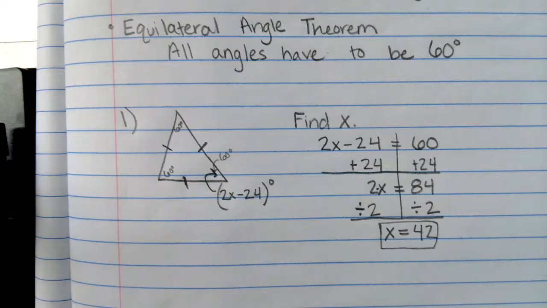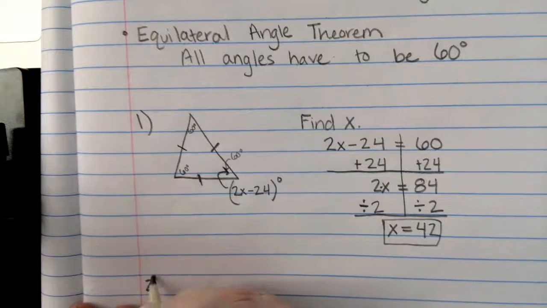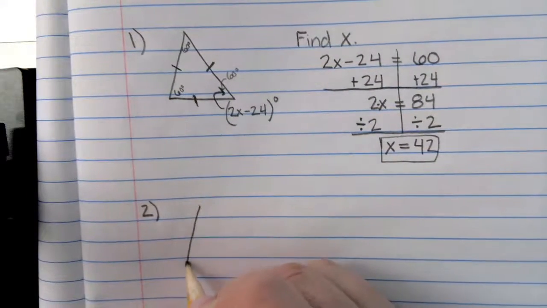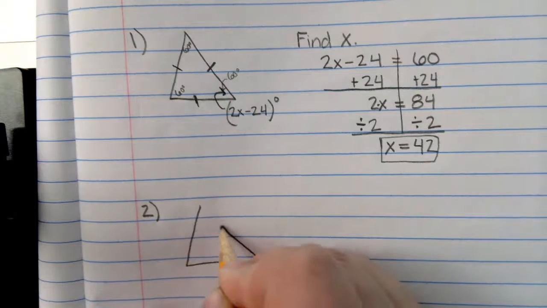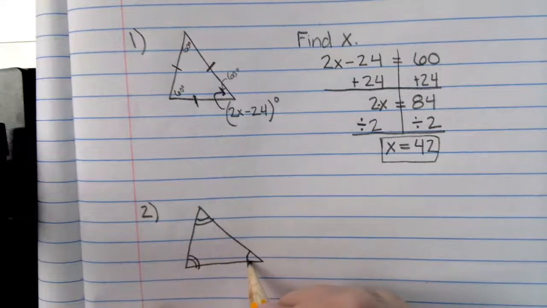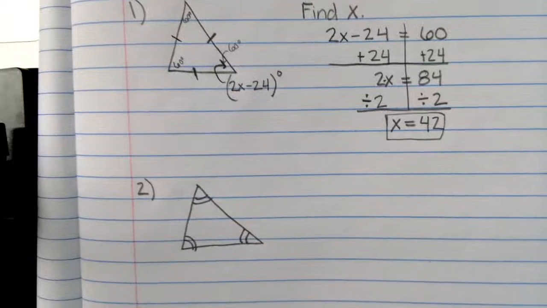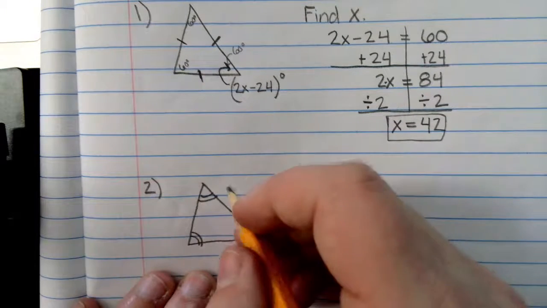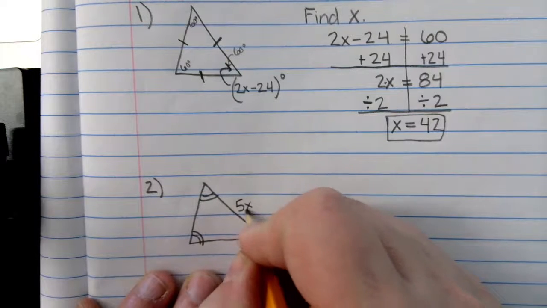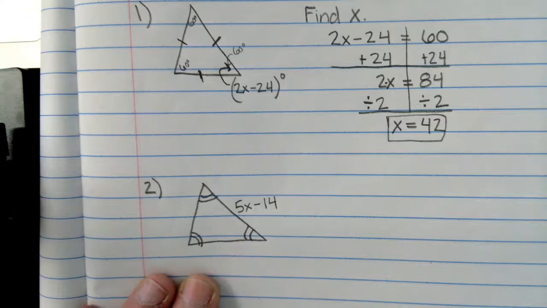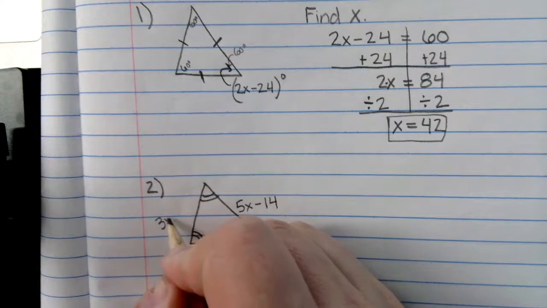All right, number 2. We're going to draw another triangle. This time this triangle is going to be equiangular. So I know all these angles are congruent. It's not a great picture, but I marked it, so it's true. This is 5x minus 14. And this is 3x minus 6.